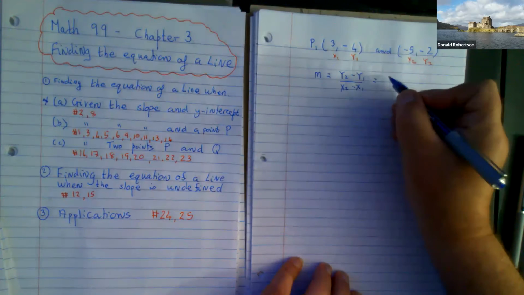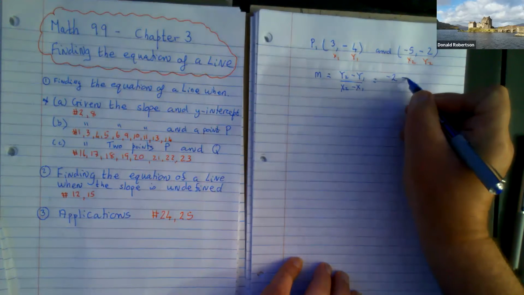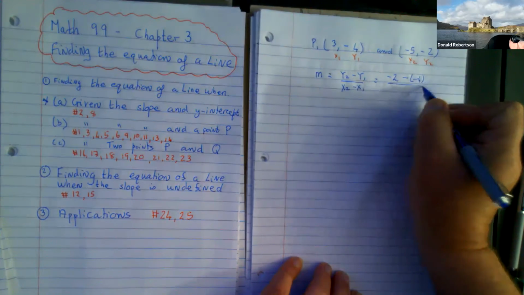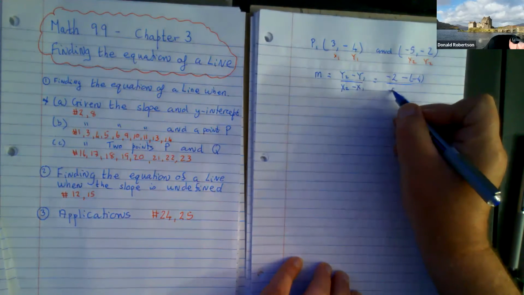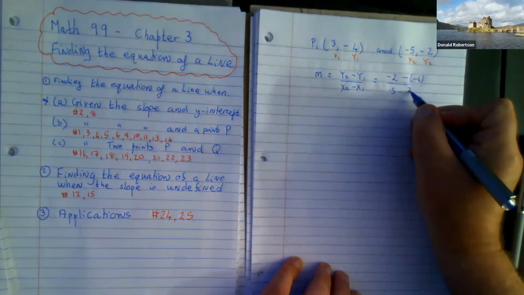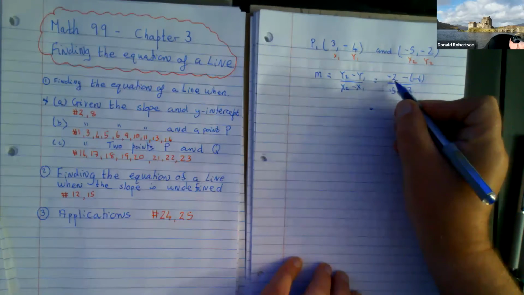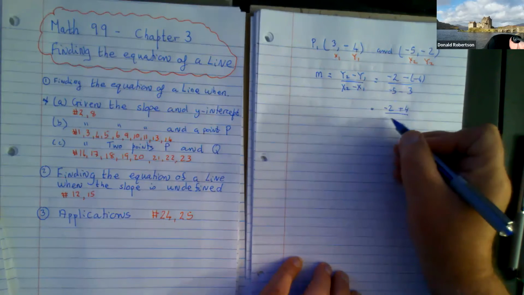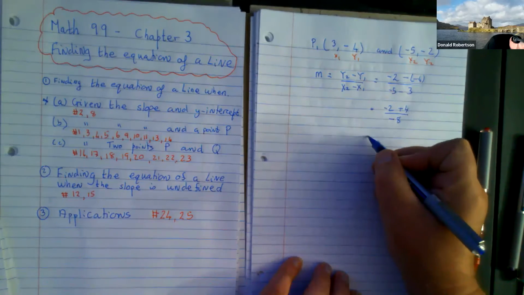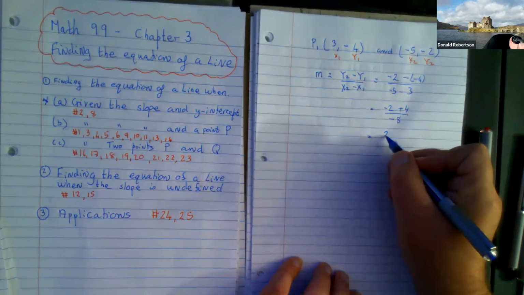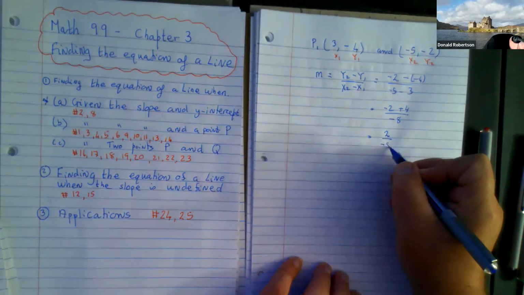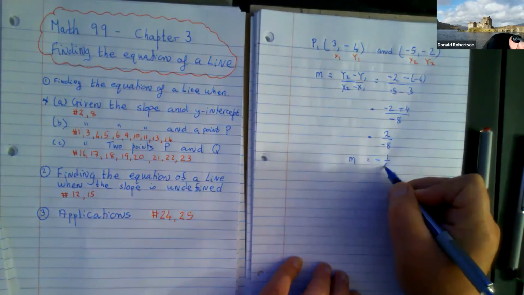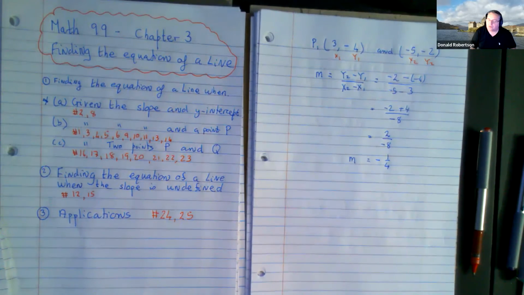So it's going to be negative 2 take away negative 4. And on the bottom, negative 5 take away 3. Well, that's -2 add 4. And that guy, take away that guy, is -8. And these two combined give me +2 over -8. And so I get, once we simplify it down, that the slope is -1/4.